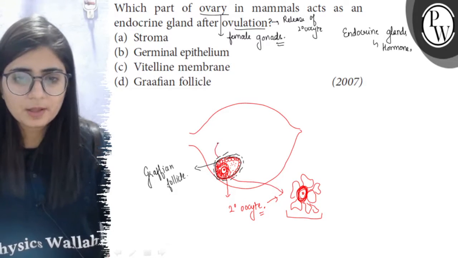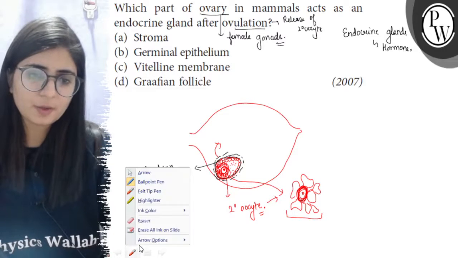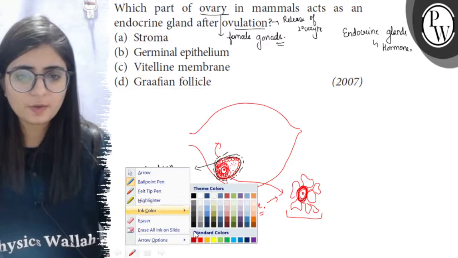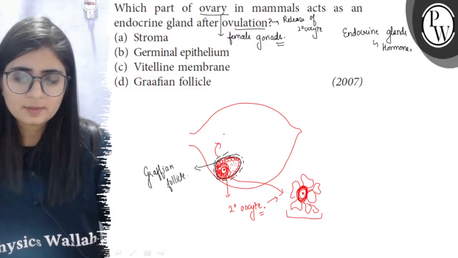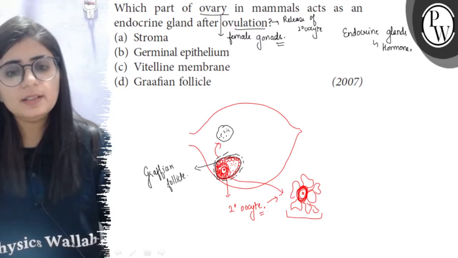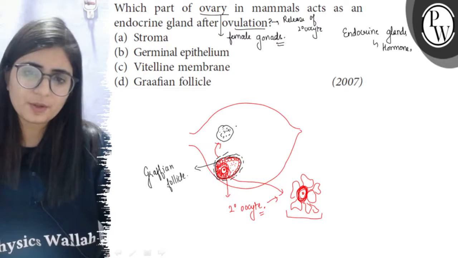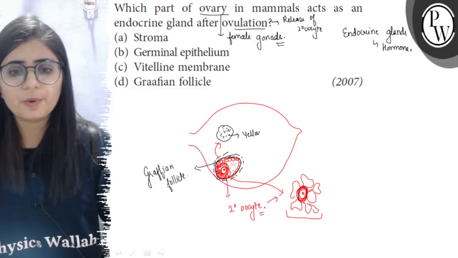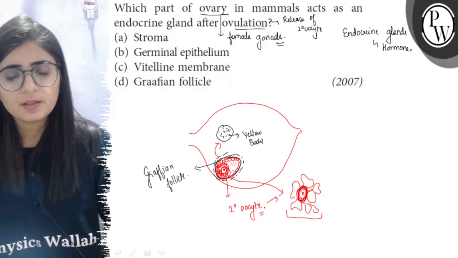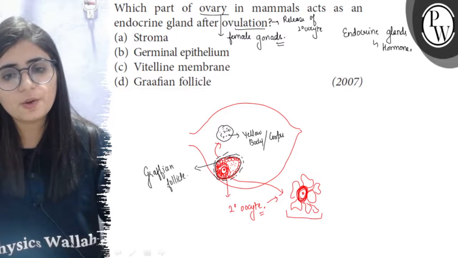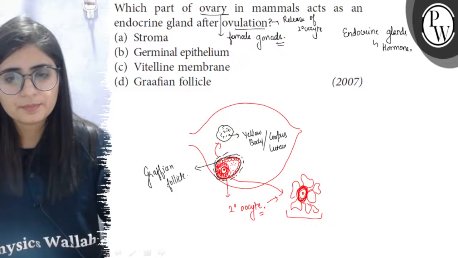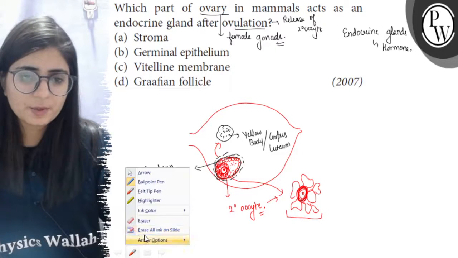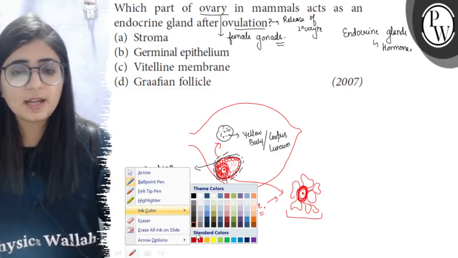Now the part of follicle which is left in the ovary, and this empty follicle gets filled with blood clots and carotene pigments. Now it is known as the yellow body, or it is also known as the corpus luteum. Now this corpus luteum, it acts as an endocrine gland.